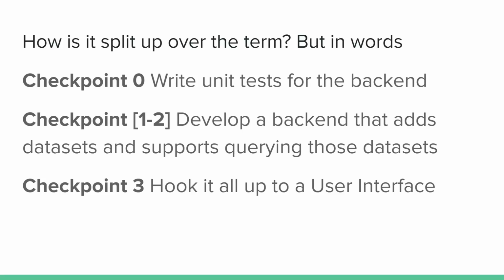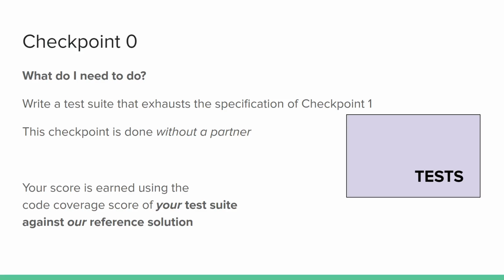Additionally, you'll be working on this with a partner, most of it, so you'll have somebody to work on it with you. The only one that's to be done individually is checkpoint 0. So, checkpoint 0 is, again, a test suite that should cover the backend implementation as specified by checkpoint 1. You do this one alone, and the way we're going to calculate your grade is we'll take your test suite and run it against our implementation. Then we'll generate a coverage score, specifically a statement coverage score, and we'll use that to generate your grade. So if you get 100% statement coverage on our implementation, you'll get a grade of 100%.